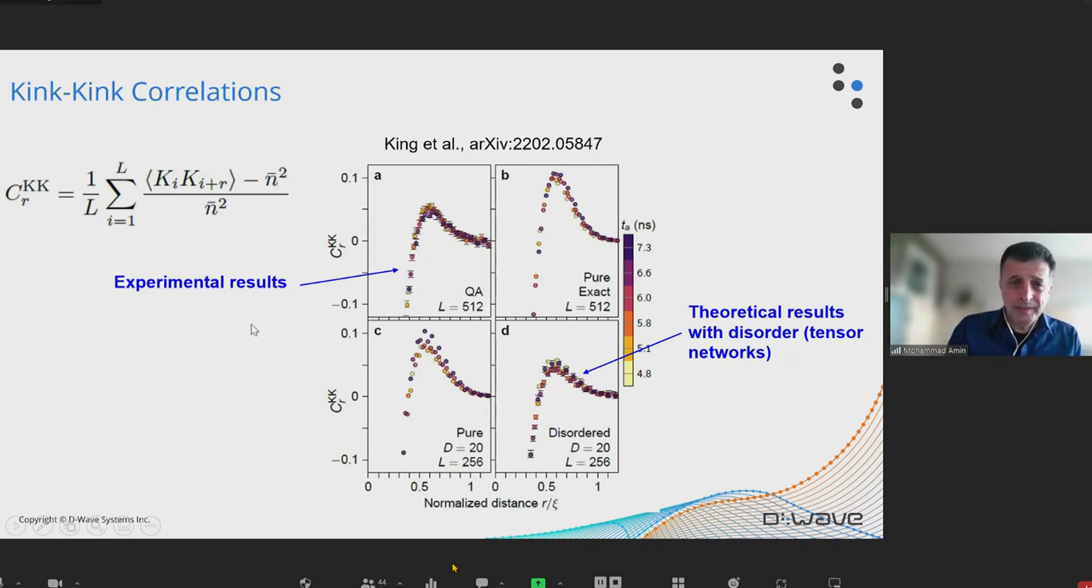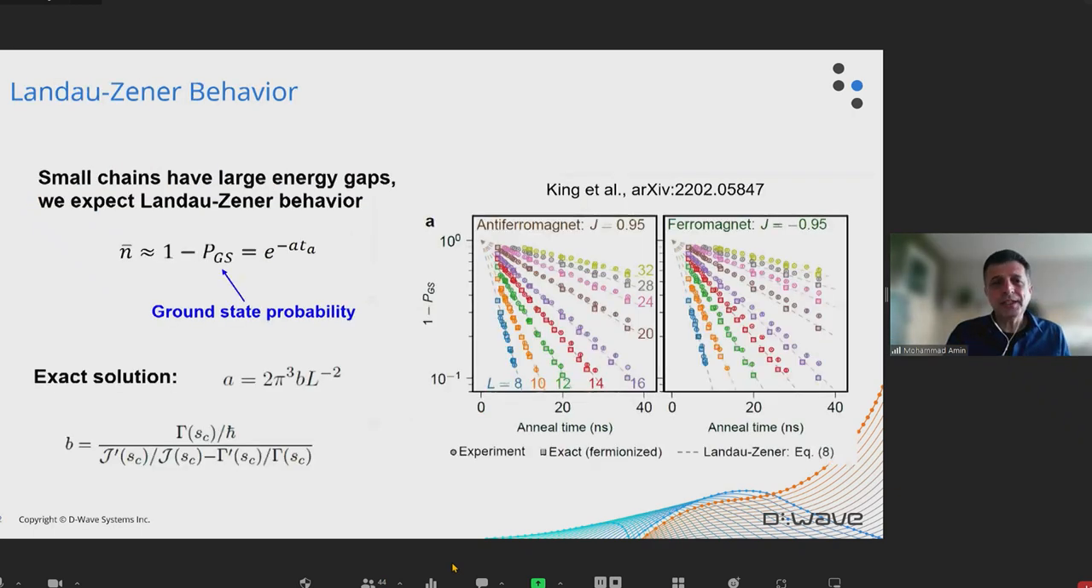Now, you could also do something else. You could move the system toward the adiabatic limit by reducing the size. If you reduce the size, the gap grows. The minimum gap grows. And at some point, the minimum gap becomes large enough that the average kink density, 1 minus the ground state probability, becomes exponential. So it goes from polynomial dependence to exponential dependence.